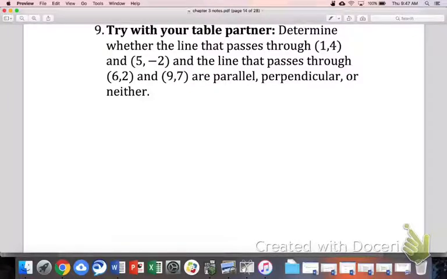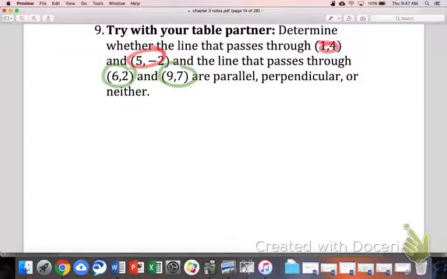So it says, determine whether the line that passes through (1, 4) and (5, -2), and the line that passes through (6, 2) and (9, 7) are parallel, perpendicular, or neither. So let me ask you guys this first. How many lines are described in this question? 2. 2 different lines, right? Yeah, you're right. So the first line goes through this point and this point, and the second line goes through this point and this point. We're talking about 2 different lines, a red one and a green one, I'm going to call them.